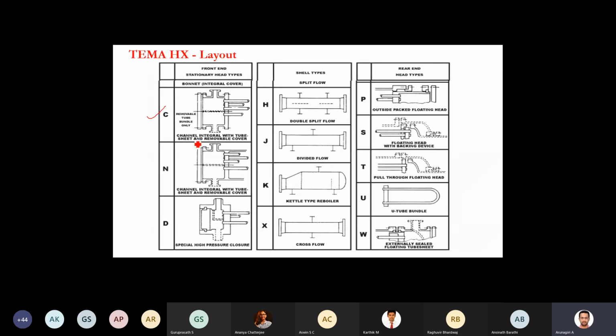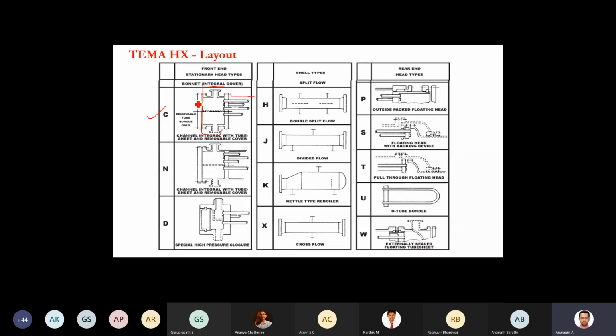Another type is C type. Here the channel is integral with the tube sheet and has a removable cover. This is the channel portion. Here you can see this is welded with the tube sheet arrangement. Welding means it is an integral part, so it has a permanent joint with the tube sheet. The channel is an integral part of your tube sheet. So now you cannot remove this channel alone, because it is welded with your tube sheet. The tube sheet is connected with your cell, so if you want to remove it, you have to remove it with the tube sheet.